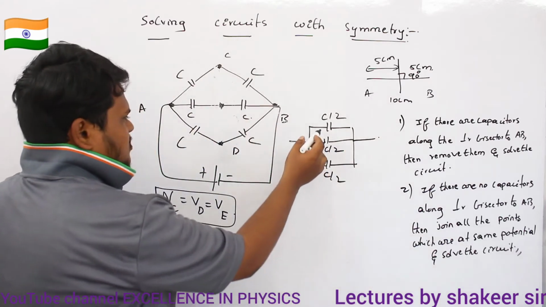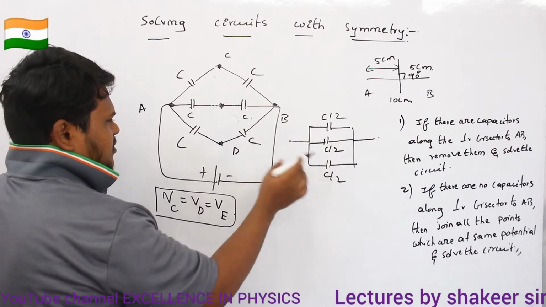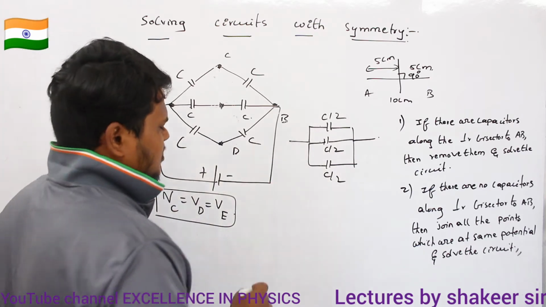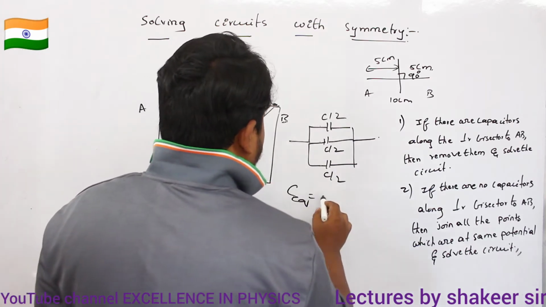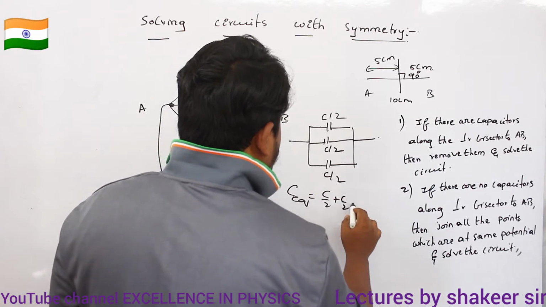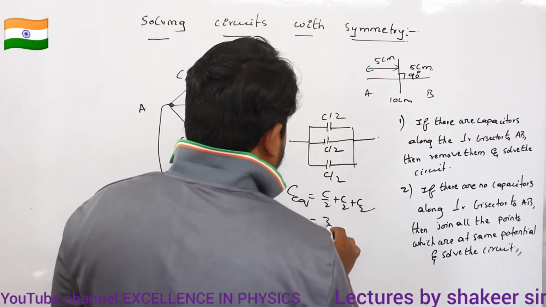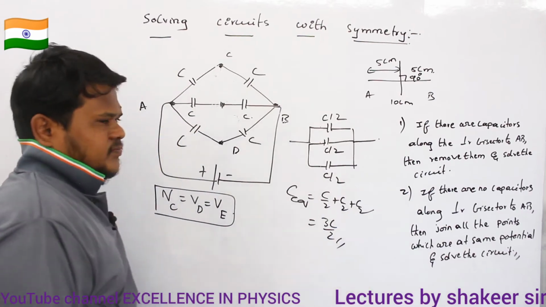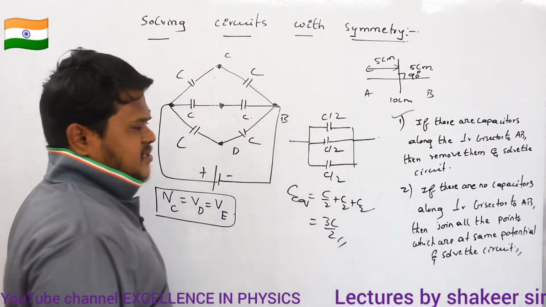Clear? So therefore, C by 2, C by 2, and C by 2 are connected in parallel connection. So the total equivalent capacitance is C by 2 plus C by 2 plus C by 2, which is equal to 3C divided by 2. So I will get the equation by using this condition.